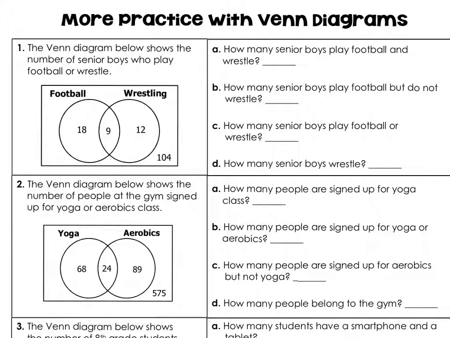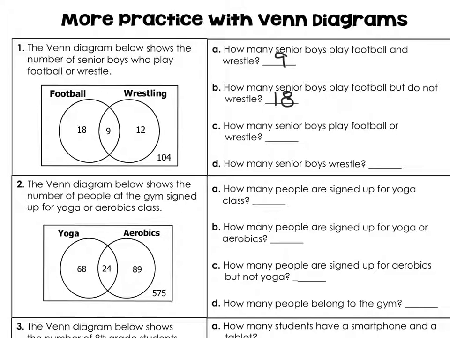On B, it says how many senior boys play football but do not wrestle. So in that case, this whole circle is football players, but we cannot include anything beyond here because those are the wrestlers. So this is the only region that we can use, and so the answer to that would be 18. And I've kind of covered up that 18, so let me get rid of all that scribbling, and I'll put the answers back.